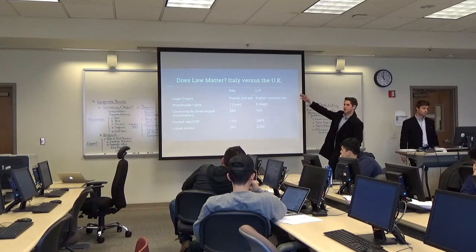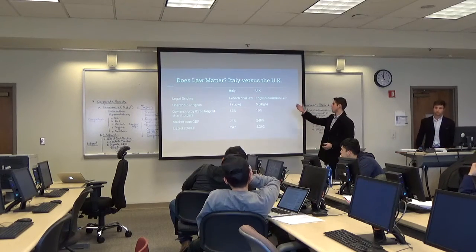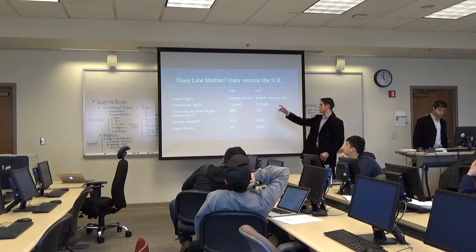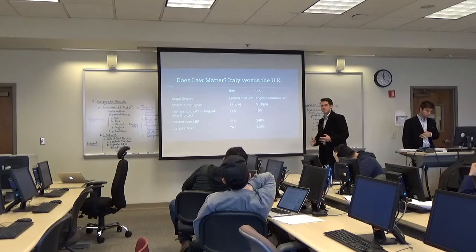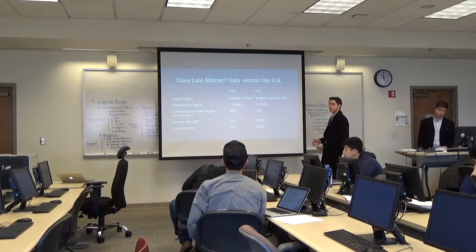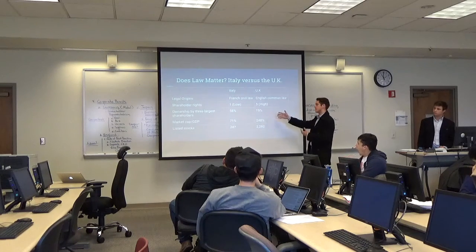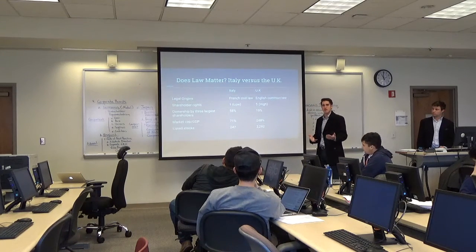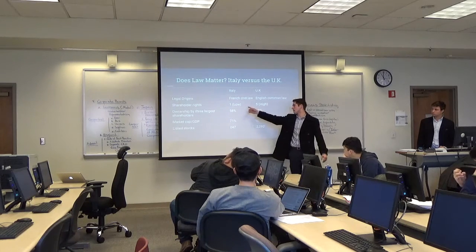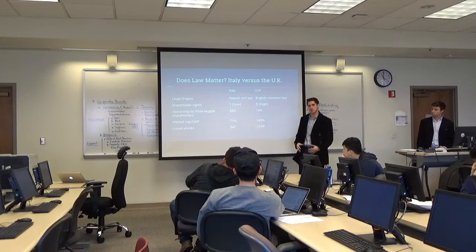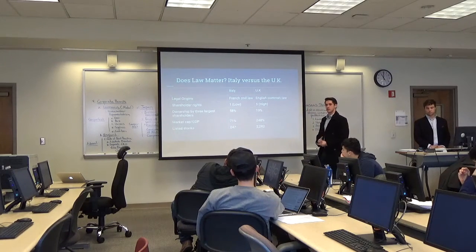And so here we have an example. Does it really matter? We look at Italy versus the UK. We see that Italy's legal origins are French civil law, which we talked about earlier. It's more laissez-faire, whereas the UK is English common law. And so we look at shareholders' rights, based on the index we developed, through numbers that our team has worked together to find, we found that the shareholder rights are actually very low. There's not a lot of protection for them in Italy, whereas in England they're extremely high.